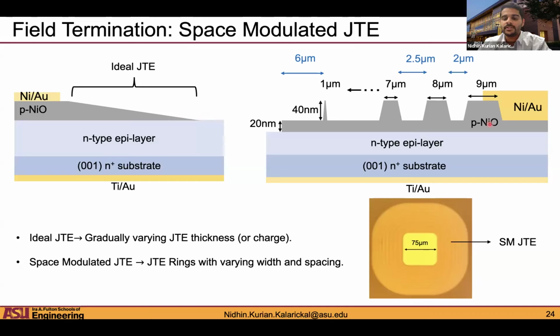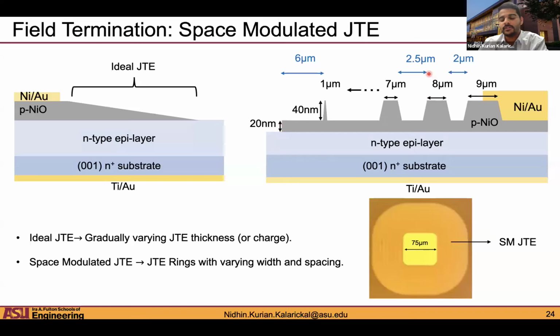And so therefore, what we went with instead is the space modulated design, where we're actually using these nickel oxide rings. So we are using multiple rings, but we are varying the spacing and the width of these rings. Initially the width is large, but the width gradually reduces as you go farther away from the anode contact. So you're essentially modulating the charge in the nickel oxide layer, reducing it on average from some high value at the anode edge to a low value at the edge of the junction termination extension.